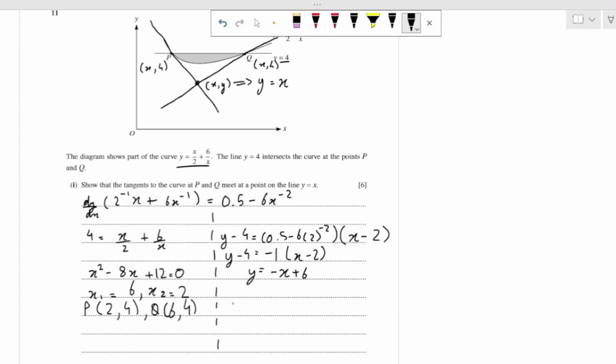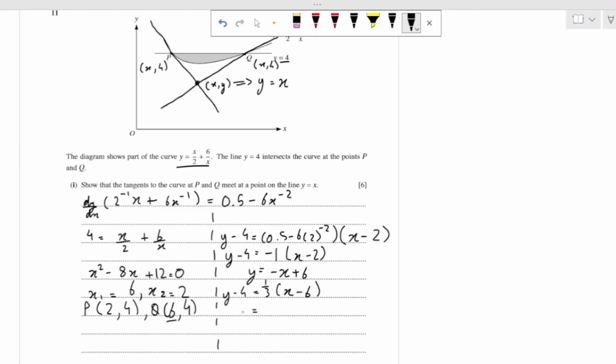But now we also need to find for the point Q. Similarly, y minus 4 for point Q equals the gradient. Again, substitute the point 6 into the gradient function, 0.5 minus 6 x to the power minus 2, and you would get the gradient as 1 by 3 after substituting the point of Q, x coordinate of Q, 6. 1 by 3 and x minus x1, that is 6.